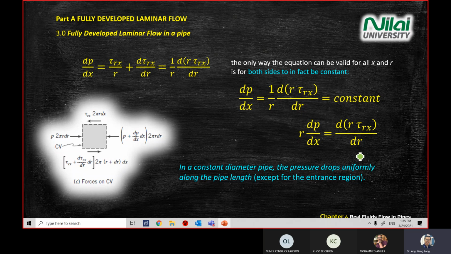From this equation, you can see that the pressure will drop if you increase the pipe length. How do you read this statement? You look at this mathematics model, dp over dx. So if you increase your x, your p is going to drop. So this is how you read this equation.